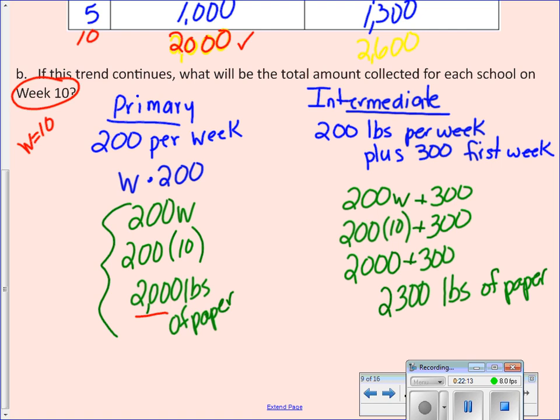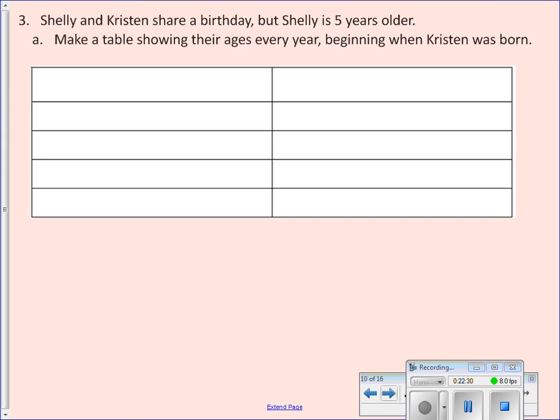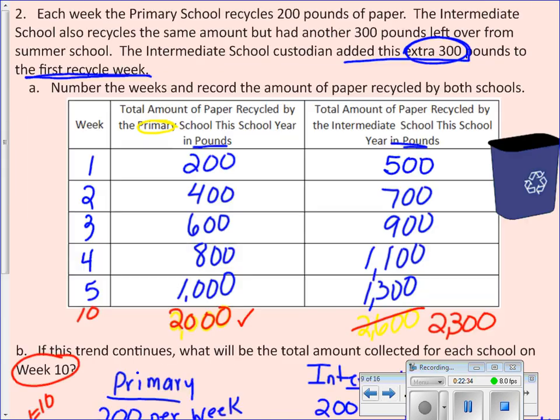So that's why the formulas come in handy. So it's not 2,600, it's 2,300. Okay? That one was challenging. The intermediate one was definitely more challenging than anything else we're going to see today. But good, you did a good job with it. All right, so number 3.